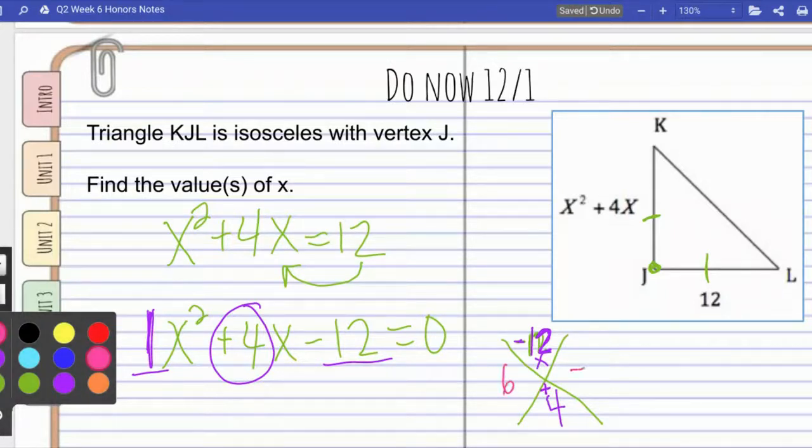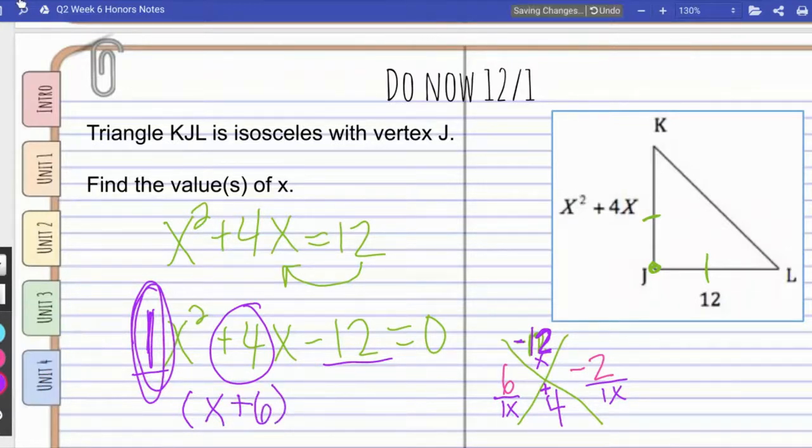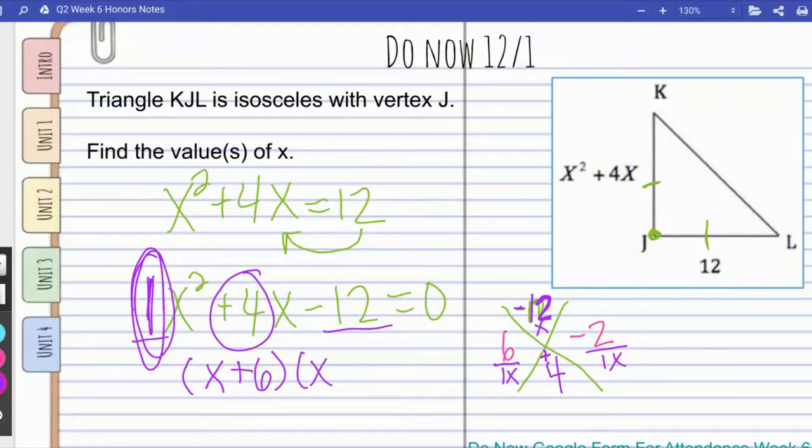The answer is 6 and negative 2. 6 times negative 2 is negative 12. 6 plus negative 2 is positive 4. Now we're going to take this 1, that's the a value. We're going to divide both of these by 1, and the bottom number gets the x. This helps us make our factors. Our first factor is 1x plus 6, and the other is 1x minus 2. So my answers are going to be x is equal to negative 6 and positive 2.